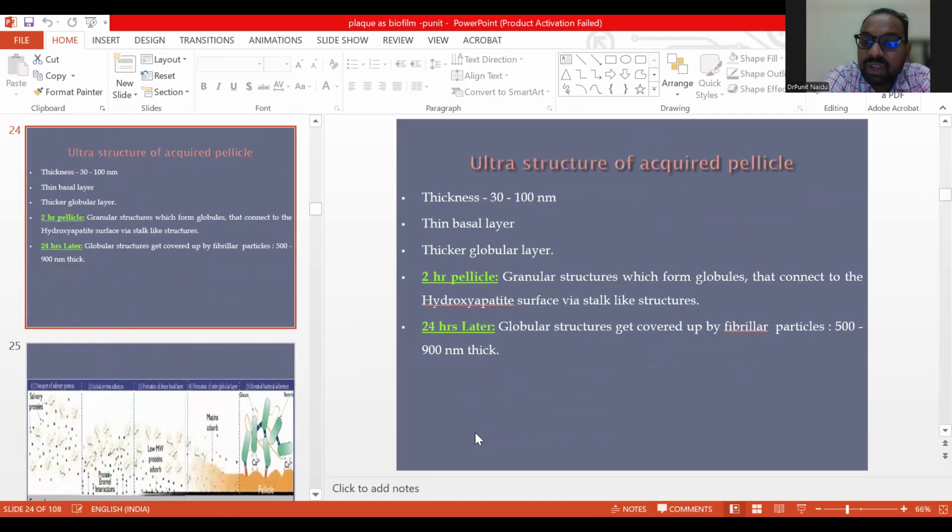The ultrastructure of the acquired pellicle has a thickness of 30 to 100 nanometers. It has a thin basal layer and a thicker globular layer. In the two-hour pellicle formation, it consists of granular structures forming globules connecting to the hydroxyapatite surface via stalk-like structures. In 24 hours, the globular structures will be covered by fibrillar particles, which are 500 to 900 nanometers thick.